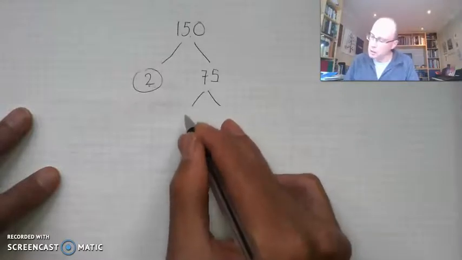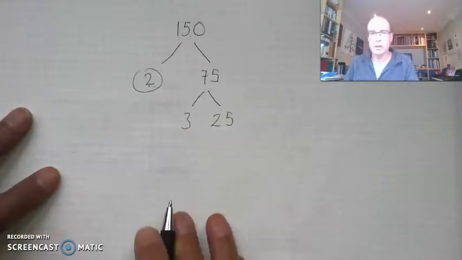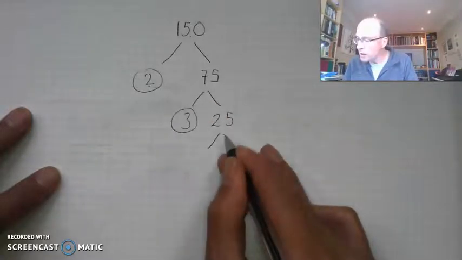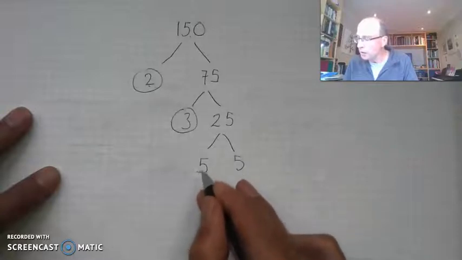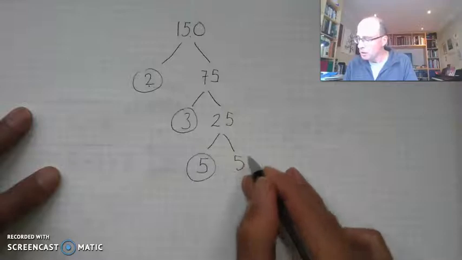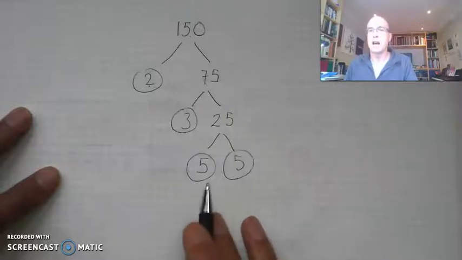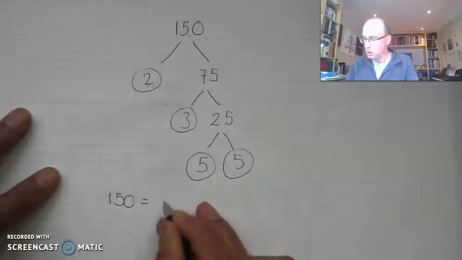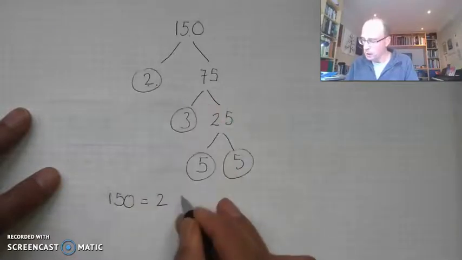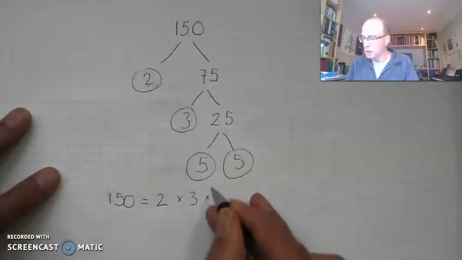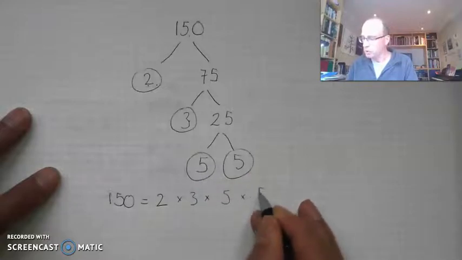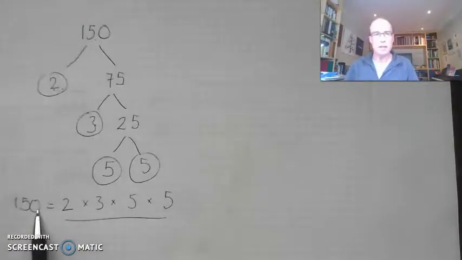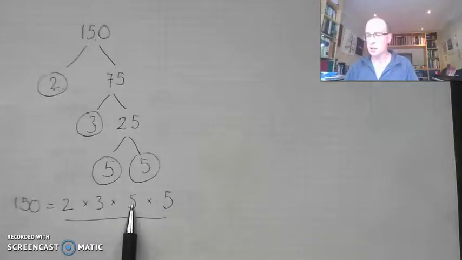75 I can split into 3 and 25. Again, there's a couple of different ways I could have done that. 3 is a prime number, I'm going to circle it. 25 I can split into 5 and 5. 5 times 5 is 25. 2 5s, both prime numbers. I've got my product of prime factors. I've got 150 is equal to 2, first one, times 3, times 5, times 5. So we've got 150 equal to the product of our prime factors, 2 times 3 times 5 times 5.